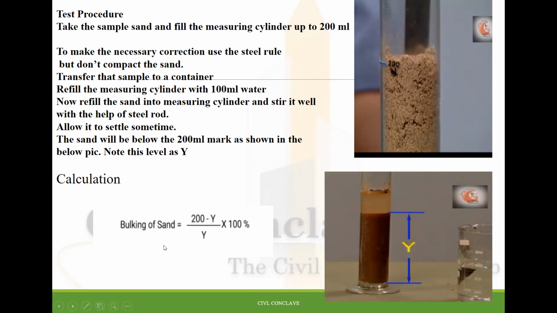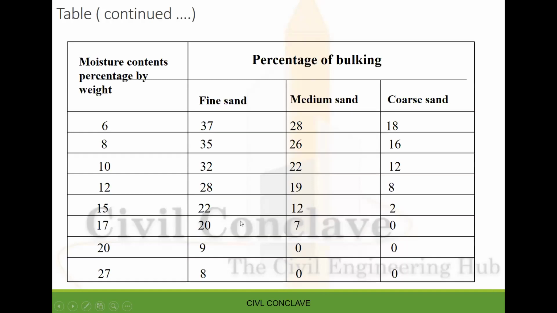So the bulking of sand will be 200 ml, what we filled up, minus Y, that is this distance, divided by Y, that is after the settling, multiplied by 100%. This is the calculation of the sand bulking. Moisture content: see, moisture content will be 6%.